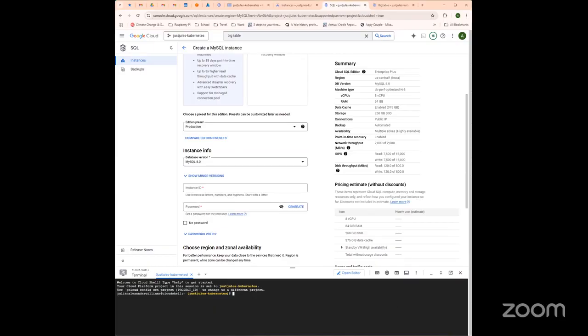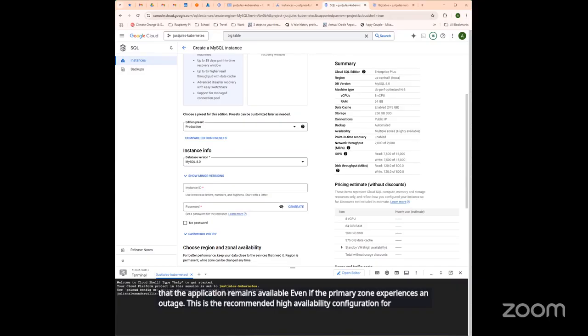You would create a failover replica instance in the same region, but in a different zone. Creating a failover replica in a different zone within the same region ensures that the application remains available even if the primary zone experiences an outage. This is the recommended high availability configuration for Cloud SQL. Placing the replica in the same region maintains low latency while providing resilience against zone-level failures.